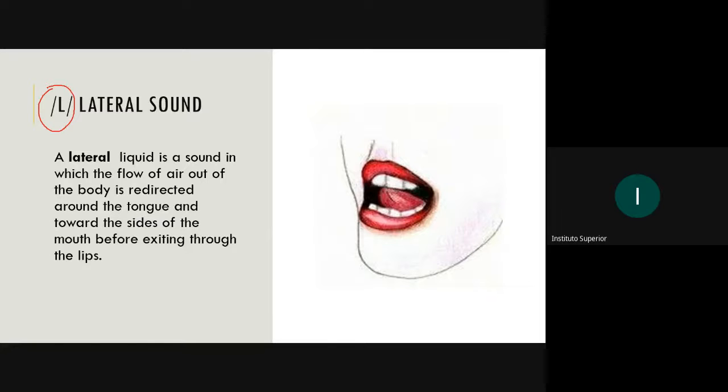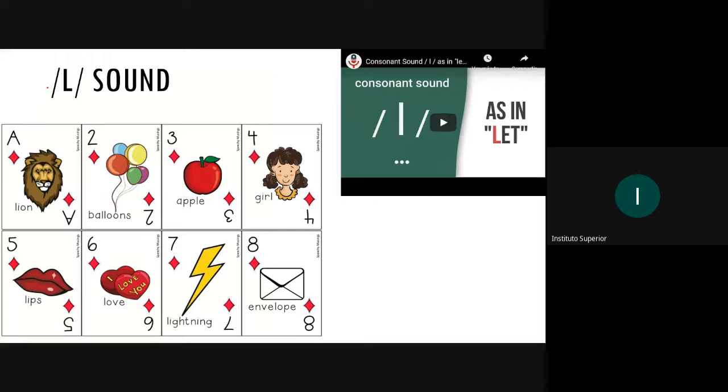Okay, good. Let's practice. We learn when we practice. Produce these sounds. Lion, lion, lion. Here in the middle: balloon, balloon, balloon.